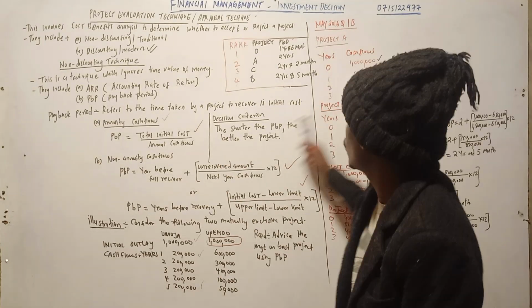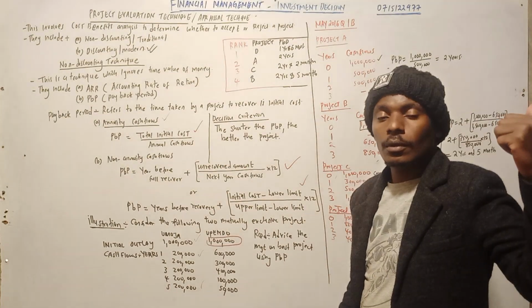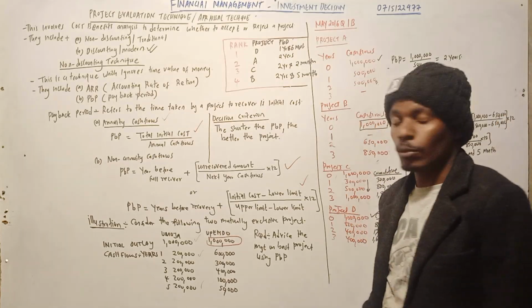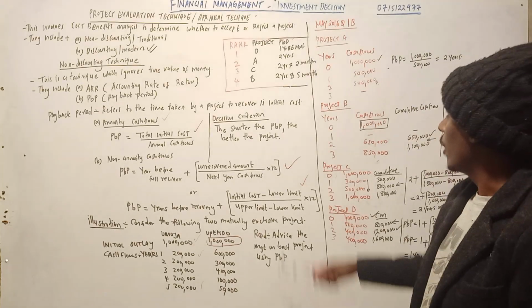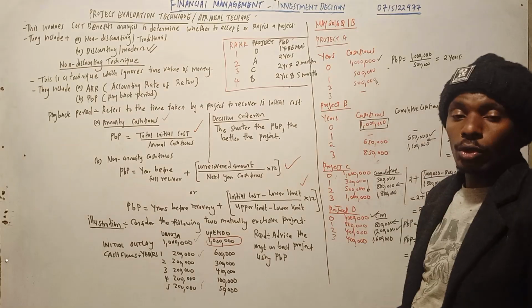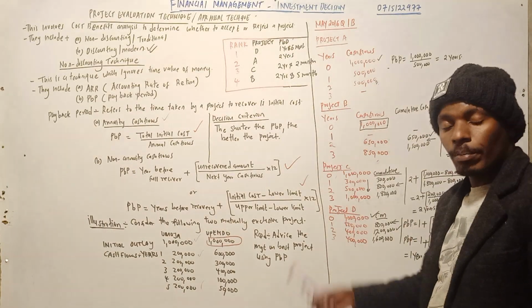So you can look for another question before 2015. But from 2015 up to 2024, I think this is the only question on payback period which you can find in your past papers.